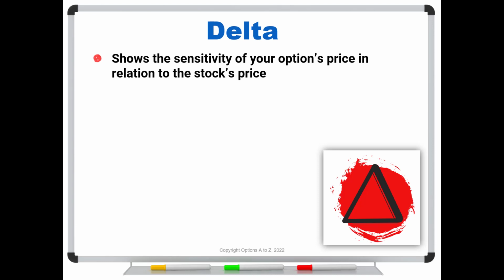So let's start off with delta. Recall that delta is one of our Greeks. It's an output from a pricing model, and it simply shows the sensitivity of your options price in relation to the stock's price. So let's say we have the $100 call that's trading for $5, and your broker's platform says that it has a delta of 0.70. What you can think of is that this option, at least right now, is picking up 70% of the changes in the value of the stock.